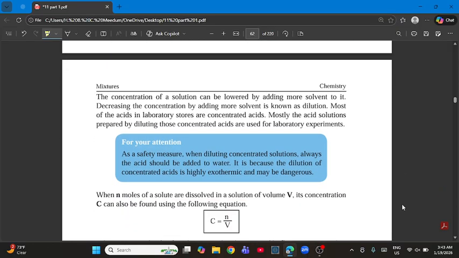The concentration of a solution can be lowered by adding more solvent to it. When solvent increases, imagine you take a small amount of salt into a glass.